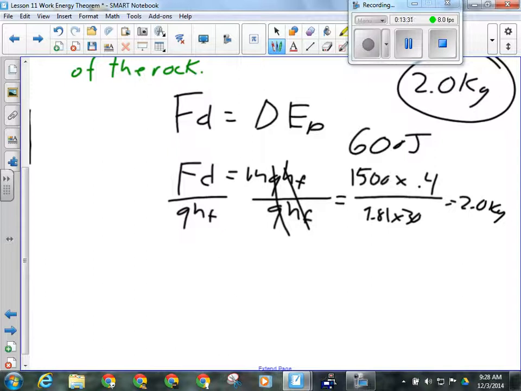Once the rock leaves the slingshot, how much energy does the slingshot have? None. It's done. It doesn't have any energy. It used it all to do work on the rock. Now the rock has all of it. The rock's still part of that system, because it was in the system when I did the work. Follow me there? Remember, energy can't be created and it can't be destroyed. So once I put it in, it's there. It can turn into other forms, but it's there. With me on that?